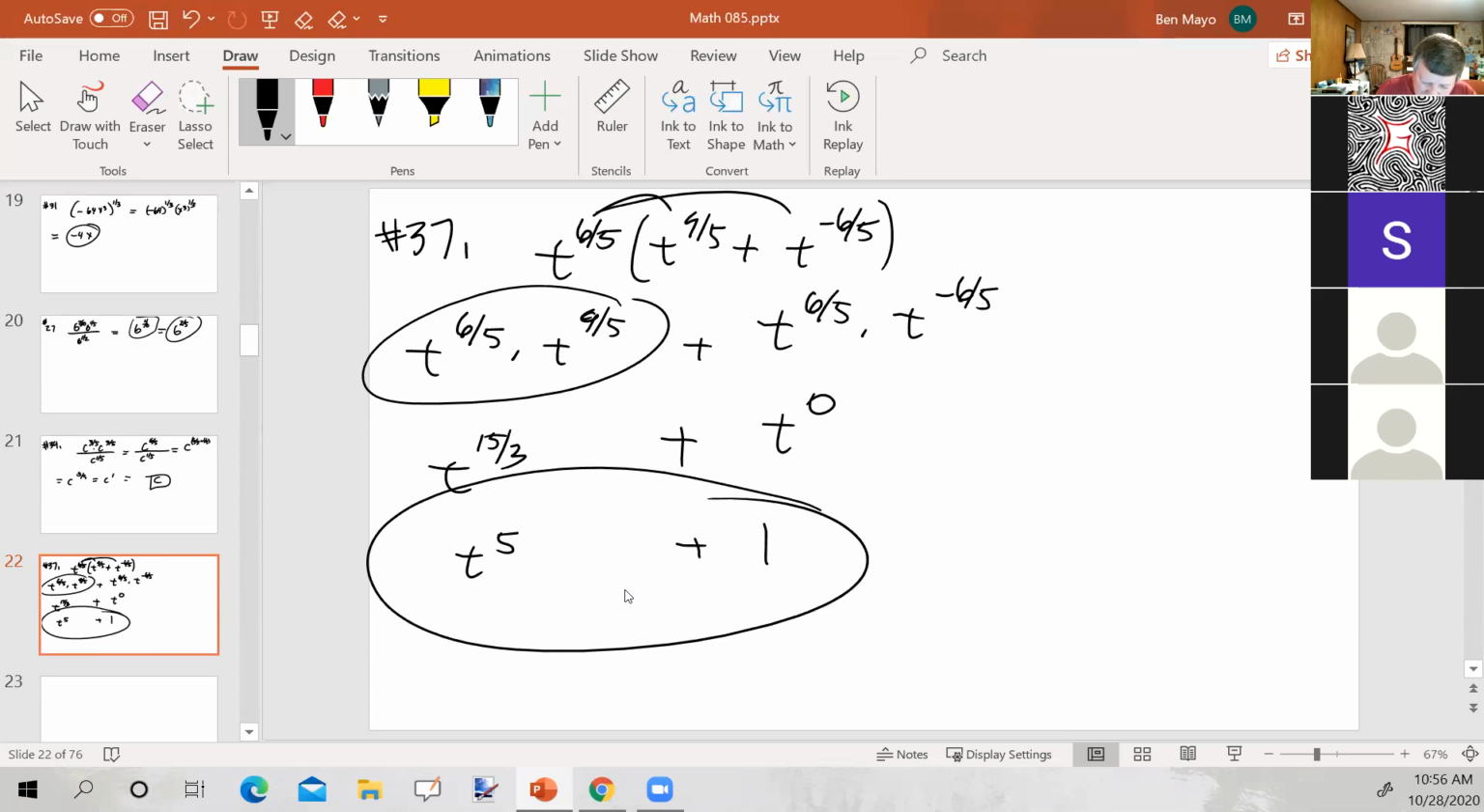Oh, wait a second. I made a mistake. I wrote the wrong denominator there. This should be t to the 15/5, so t cubed. My bad. Sorry about that. Okay, let's see here. We're going to look at two more, and then we're going to go on.